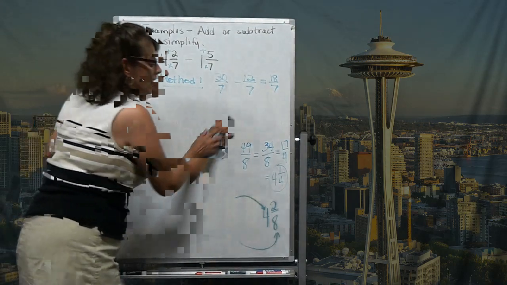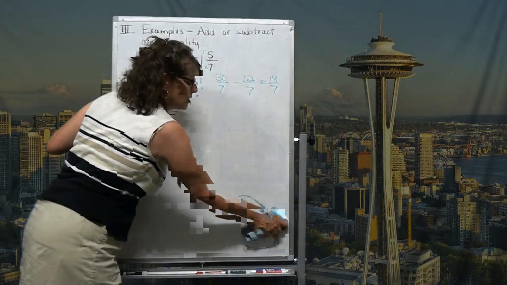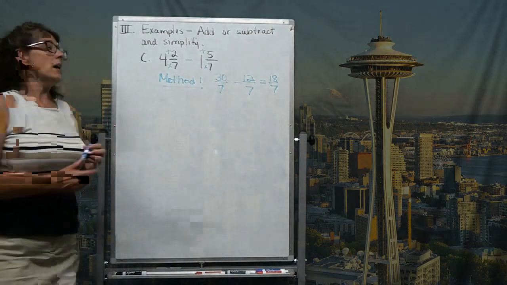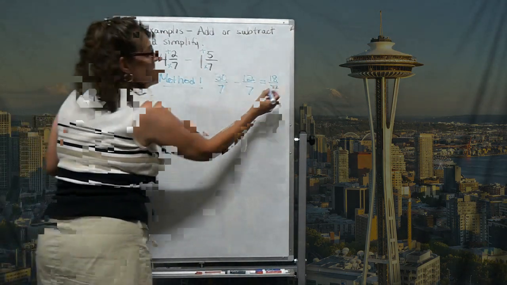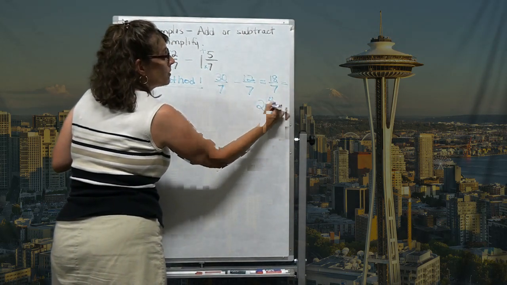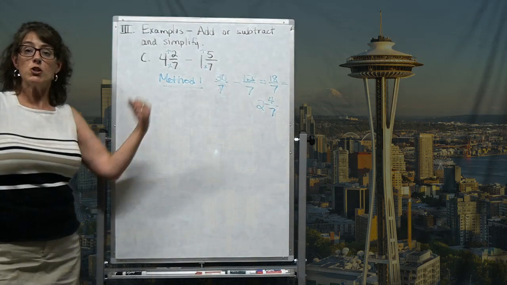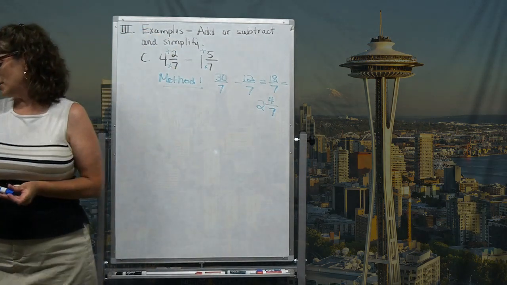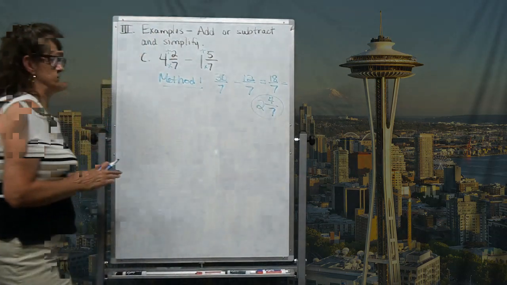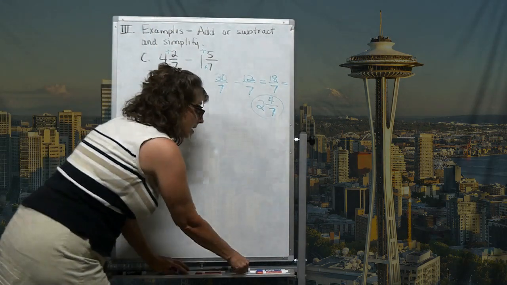And once again, if you start with a mixed number, you definitely need to end with a mixed number. So I'm going to divide up, and 7 goes into 18 2 times with a remainder of 4. And I'm going to keep that superhero of fractions, that common denominator of 7. And that's how I get 2 4/7. So let's take a look at that second method.